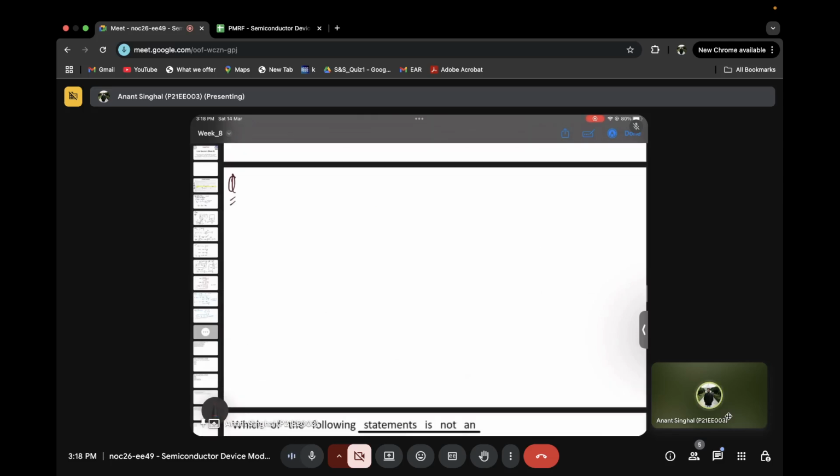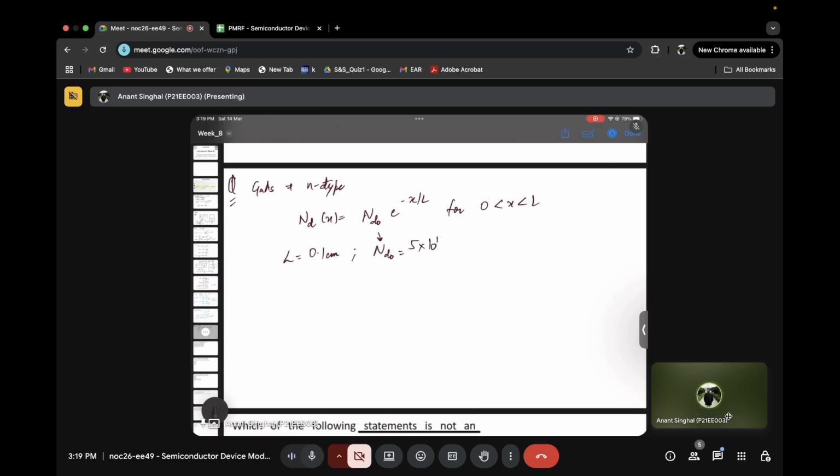The question says, let's say we have a gallium arsenide semiconductor which is doped as n-type, and the doping profile is not constant, it is given by ND naught, which is constant, times exponential of minus x by L. So the concentration changes with position, from 0 to L. The length of the semiconductor is 0.1 centimeter. Your ND naught is 5 times 10 raised to 16 per centimeter cube. And the mu n for this semiconductor, because of the gallium arsenide, is 6000 centimeter square per volt second. I'm still talking about room temperature.